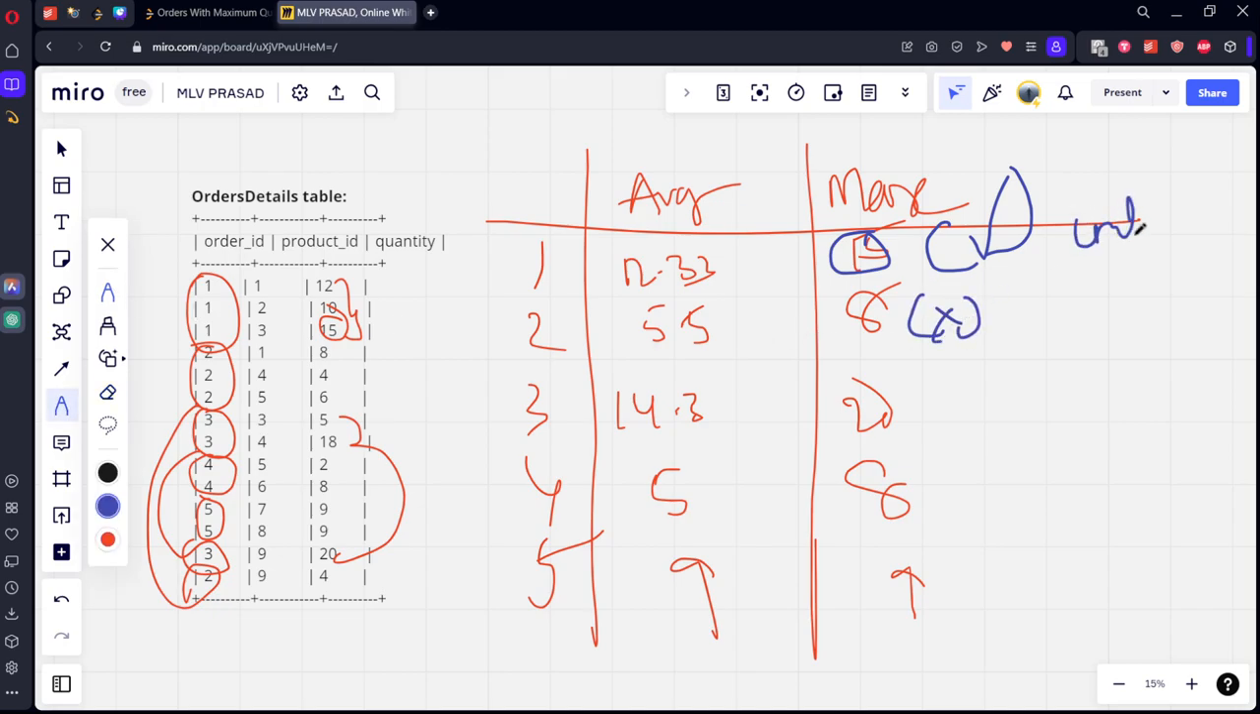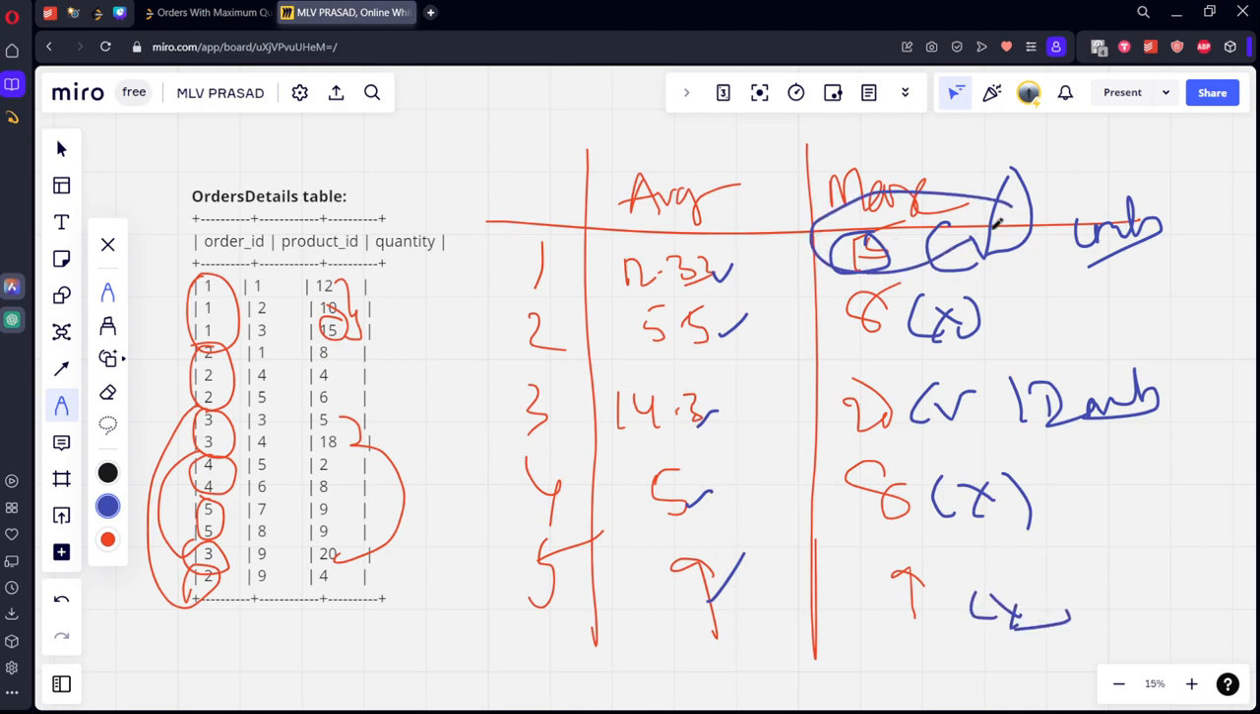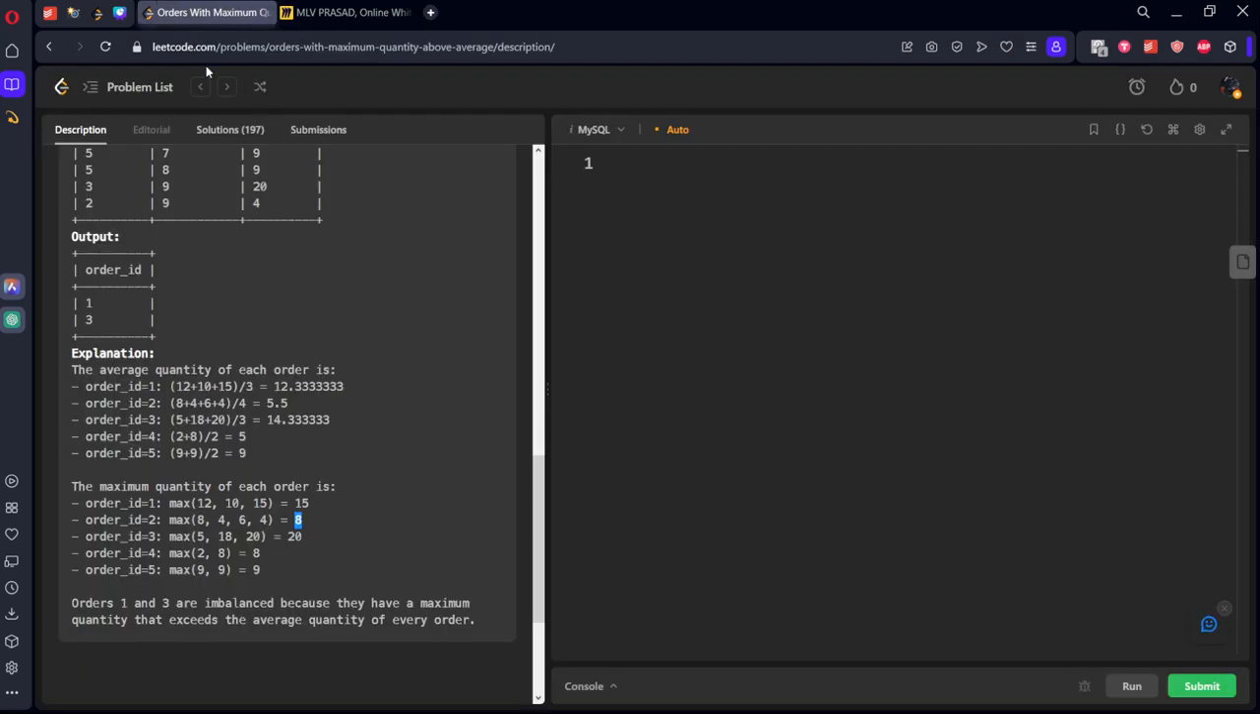This is an imbalanced order. Let's take 20. 20 is greater than everything, so this is also an imbalanced order. Next, 8 is not greater than all, so this is not satisfying. 9 is also not greater than everyone. So only these two rows have imbalanced orders. What are the order IDs of them? 1 and 3. That is why they returned 1, 3 in the output.